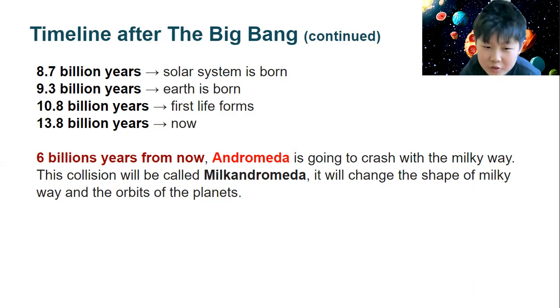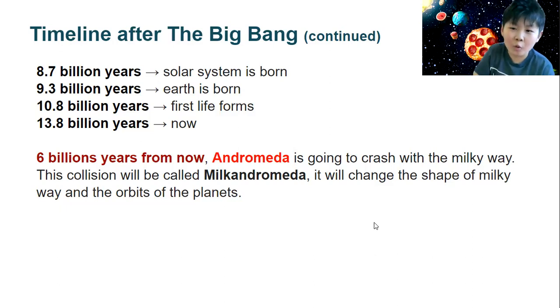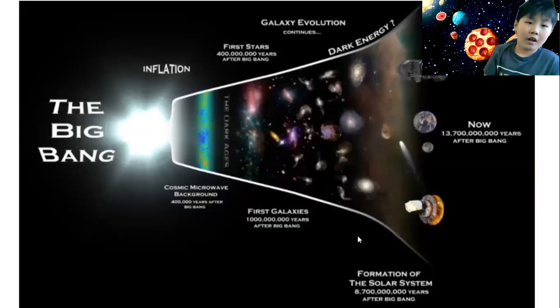6 billion years from now, Andromeda is going to crash. This collision will be called Milky Way. It will change the shape of the Milky Way and the orbits of the planets.